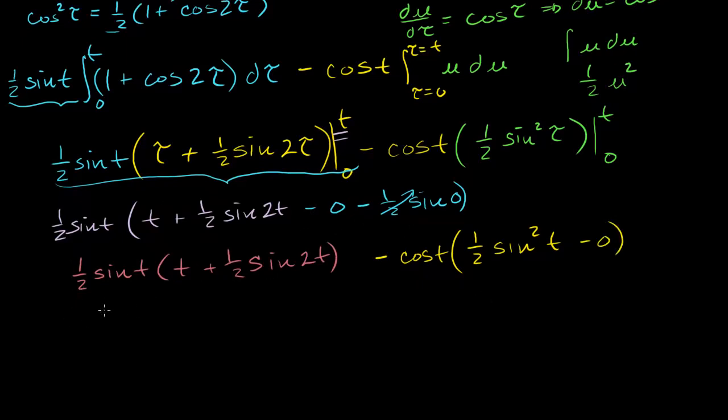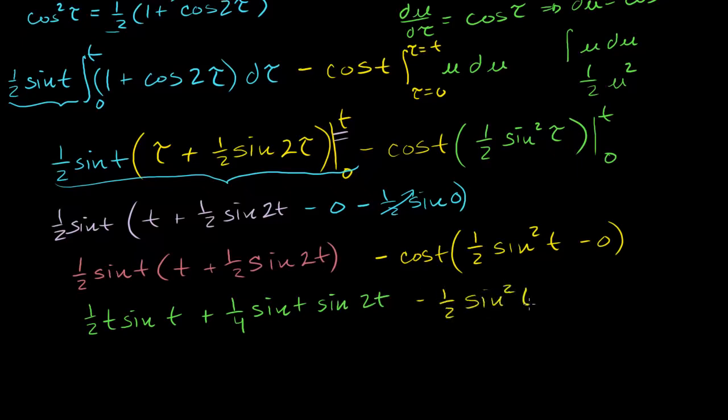So I have 1/2, let me pick a good color, 1/2 t sine of t, right? I'm just multiplying those out, plus 1/4 sine of t sine of 2t. And then over here, I have minus 1/2 sine squared t times cosine of t, right? I just took the minus cosine t and multiplied it through here, and I got that.